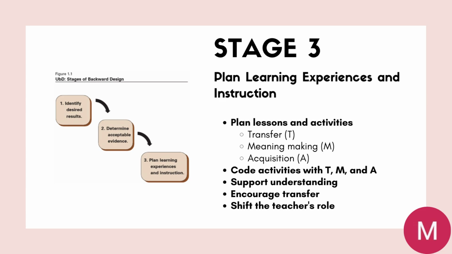And finally, stage three of backward design: planning learning experiences and instruction. You're planning lessons and activities to address three types of goals from stage one: transfer, which is applying learning in new contexts; meaning making, constructing understanding and making inferences; and acquisition, acquiring knowledge and skills.